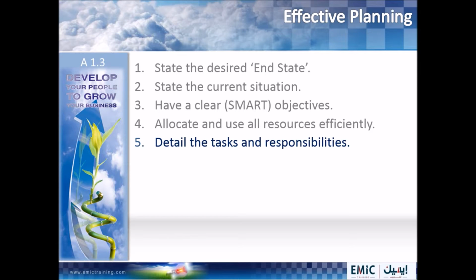Which task am I going to allocate to which people? Who has the appropriate knowledge, skills and attitude to deliver those tasks in a timely, effective and efficient way? The next thing I need to do, step 6, is to identify my priorities and deadlines.